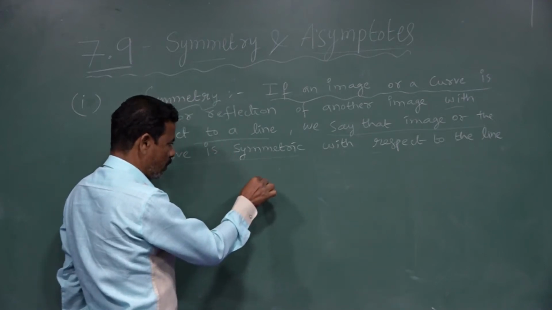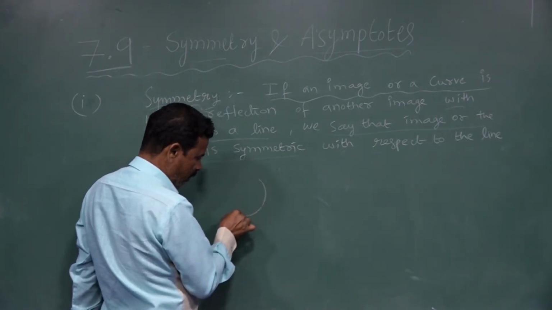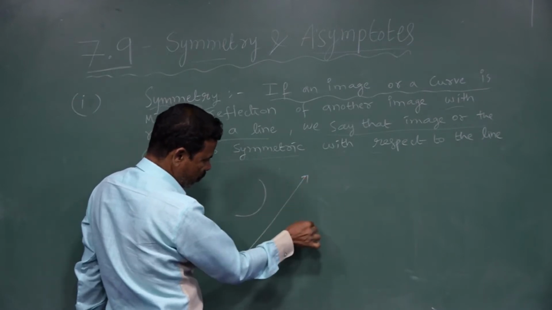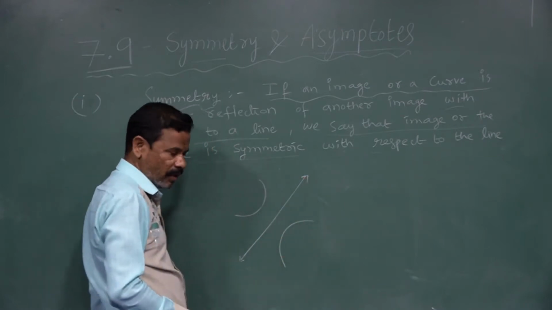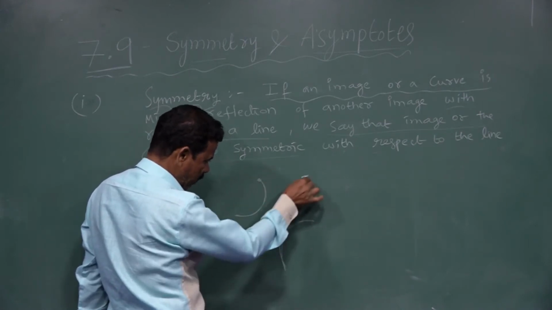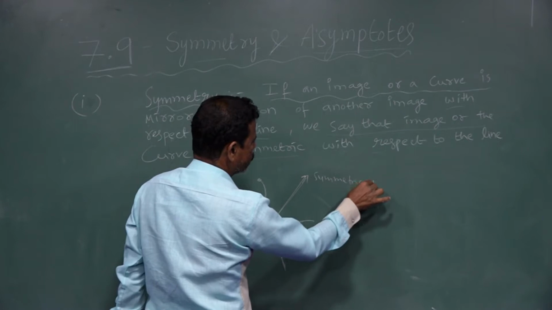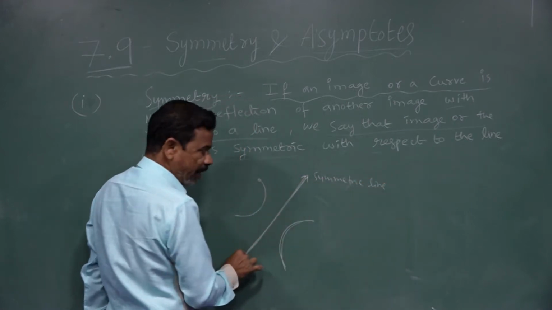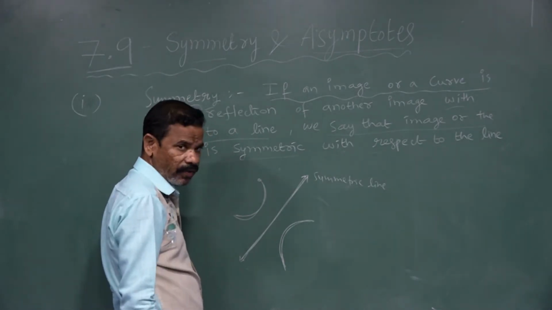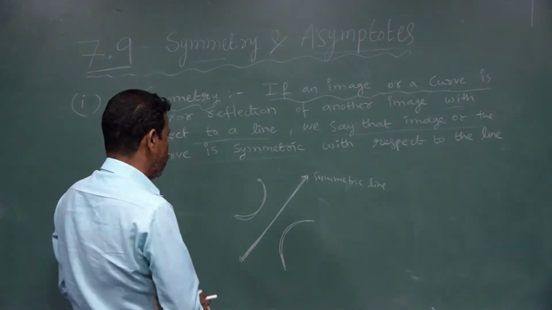Suppose here one curve is here. The image of this curve with respect to a line is on the opposite side, another curve. So this is the reflection of the other image with respect to this line. This is the symmetric line. This is the symmetry, so this is called symmetry of a curve, and this line is called the symmetric line.